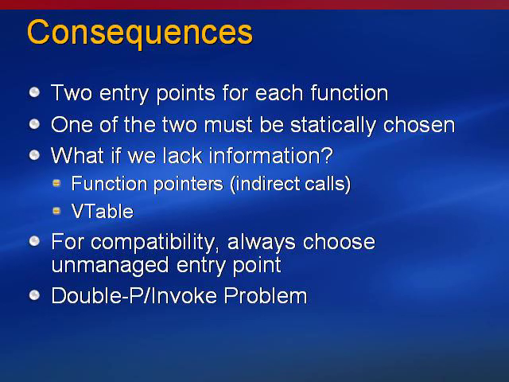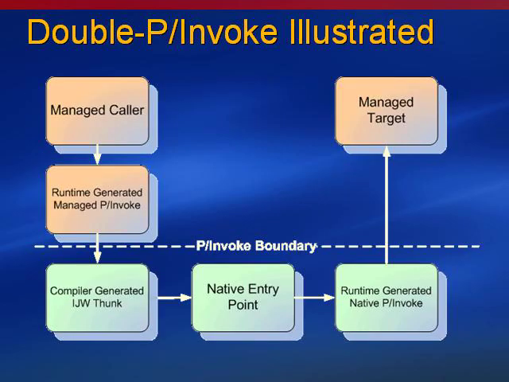And for compatibility, and that's the compatibility of unmanaged code being able to still call into these methods, we always choose the unmanaged entry point. But this creates a problem if you've actually got a managed rather than an unmanaged caller, which is what we call the double p-invoke problem, or sometimes the double thunk problem. And here's an illustration of it.